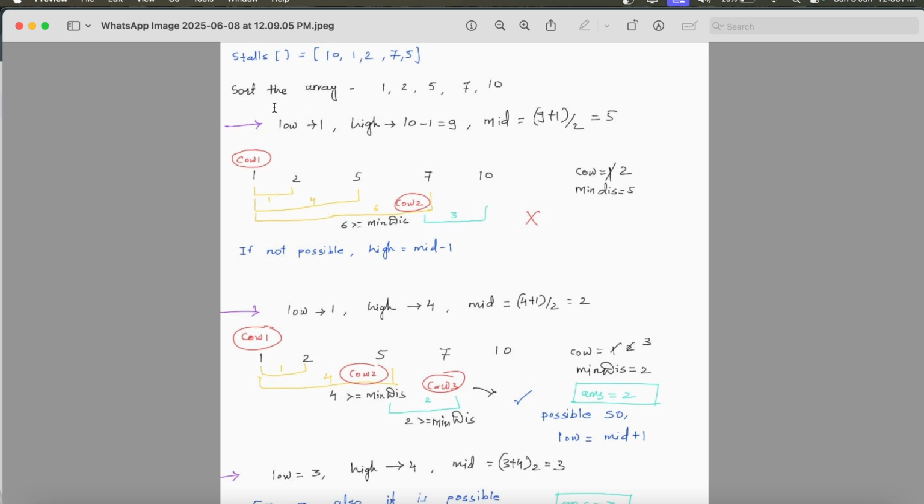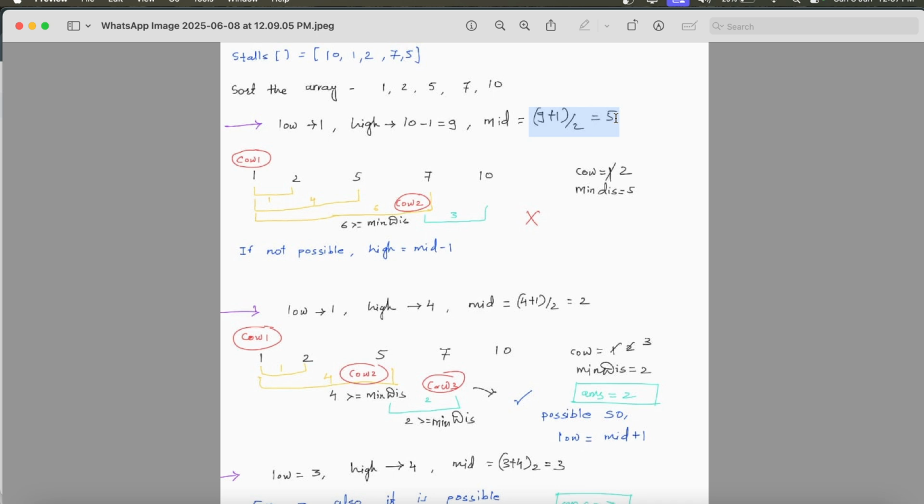So yes, we got the range now, so we can figure out the mid. So mid is 5, so we try with 5. We try to keep the cows at different locations. The moment we get this 5, whatever the distance between two cows, if it is greater than or equal to 5, we can keep our second cow at that location.